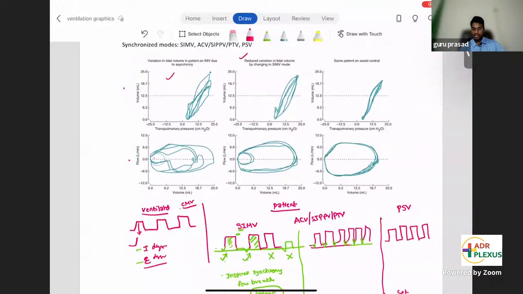Whereas if you come to SIMV, you see that some breaths have very good synchronization, whereas some breaths are not having synchronization. So partial breaths you are synchronizing, partial breaths you are not synchronizing. Whereas in assist control ventilation, all breaths are synchronized neatly because the ventilator provides support for all breaths.